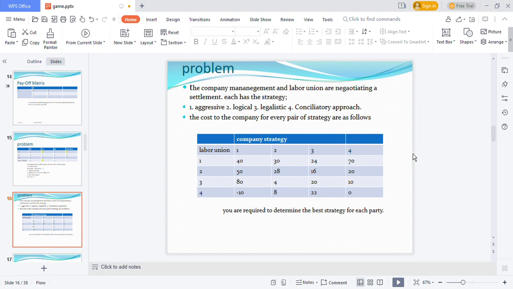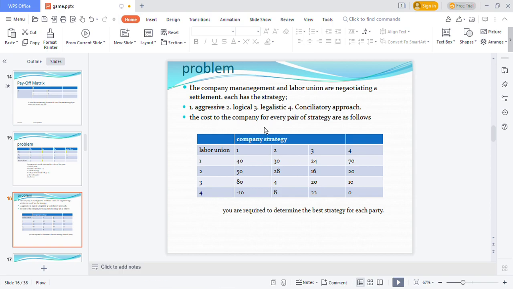They are making a negotiation to settle on the best strategy that they can employ, for the management to benefit and the union to benefit. So this is how the question reads. The company management and the labor union are negotiating a settlement. Each has the following strategy. Number 1, aggressive approach. Number 2, logical approach. Number 3, legalistic approach. Number 4, consolidatory approach.